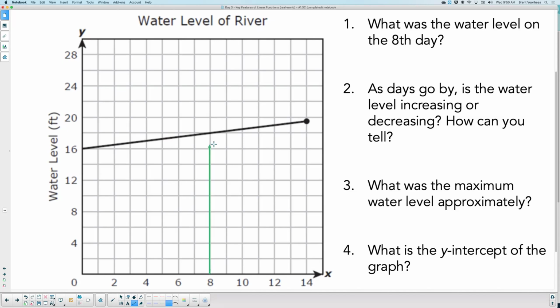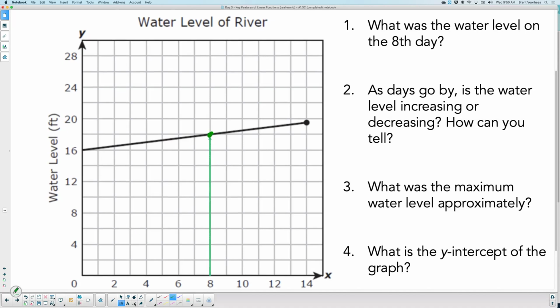Here's day 8. There's day 8. That's where the graph is located, right here. This is day 8. On day 8, if I drag it over now and I follow, you can use your ID badge or you can just kind of draw it like this. You get a number between 16 and 20. What number happens between 16 and 20? 18. And the unit's in feet. So we're going to say 18 feet. That is the height of the river on the 8th day.